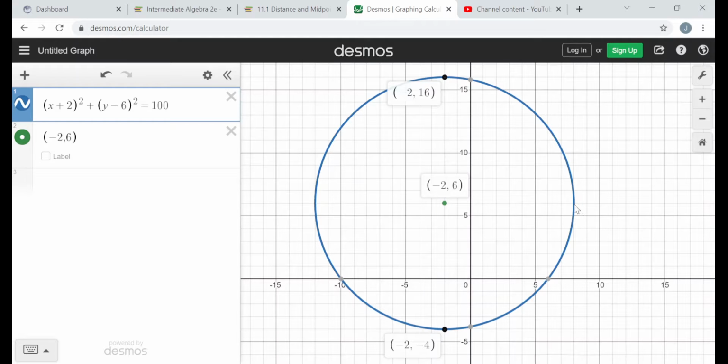Over here, we'd have 8, 6. That's 10 units to the right. Over here, we have -12, 6. That's 10 units to the left. And then, every other point should be 10 units away from the point -2, 6. Right? All these points. So looks good to me.